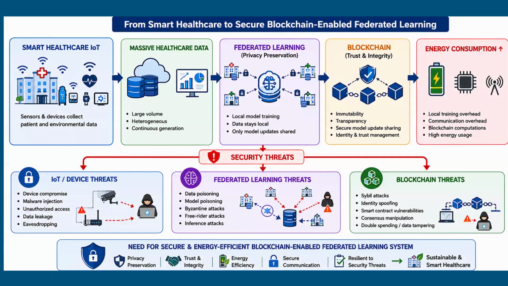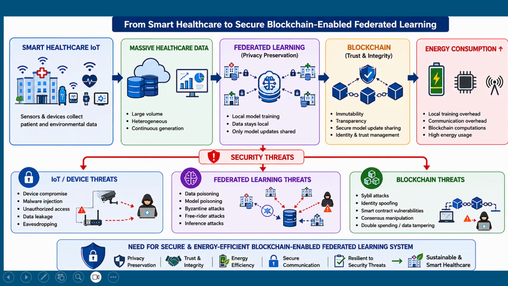This figure shows a summary of the usage of federated learning and the combination of federated learning and blockchain, and how the utilization of these two can lead to energy consumption. In a smart healthcare system, there will be massive healthcare data which can be heterogeneous and continuously generated, and it will work on federated learning. So local model training and data stays local, and only model updates are shared to the central server.